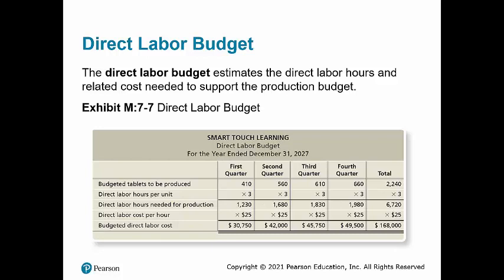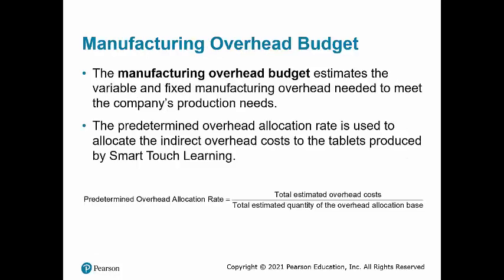Then we multiply the hours by the cost per hour of $25, and we get the budgeted direct labor cost for each of the quarters, and then we can see the total for the year, which is $168,000. Next, we're going to look at the manufacturing overhead budget.